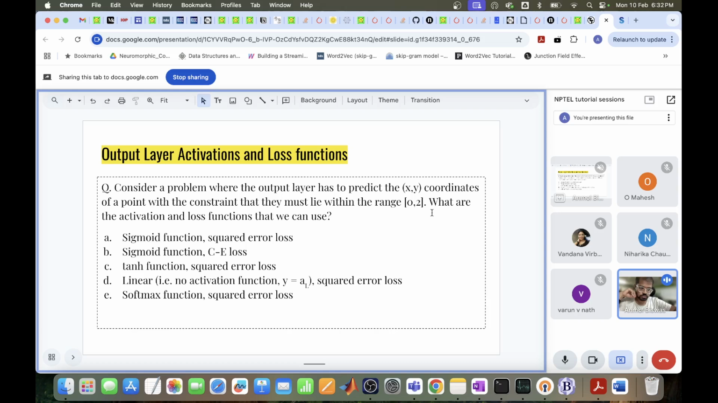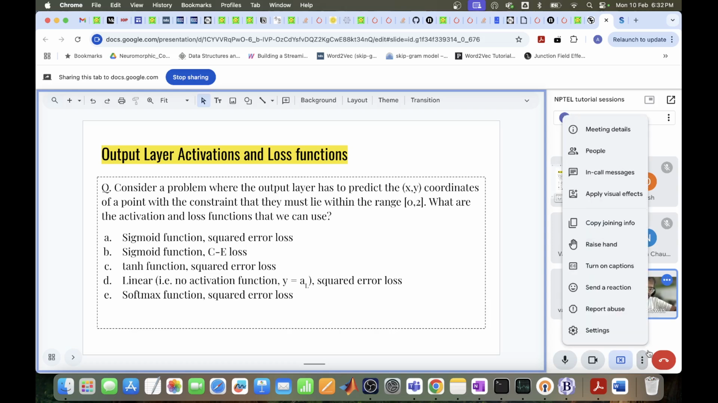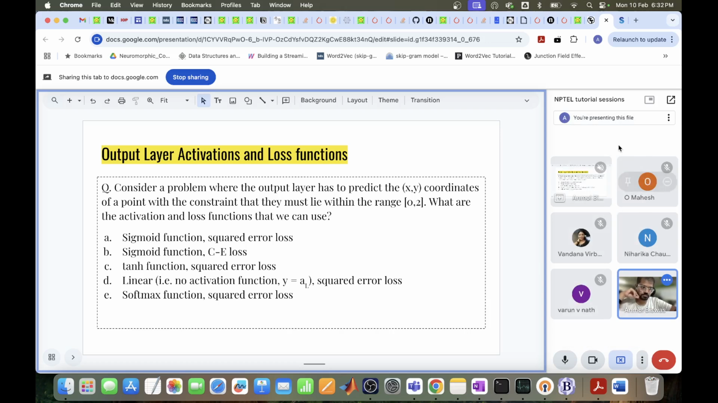So here the question is the same again. What are the activation and loss functions that we can use? Like what would be the better ones to use? And once again, I will give some time for people to work it out, and then we'll discuss the solution.